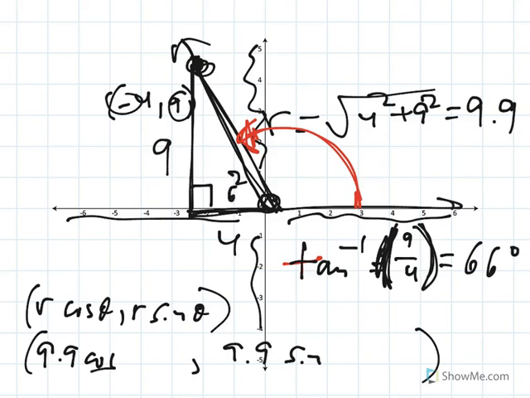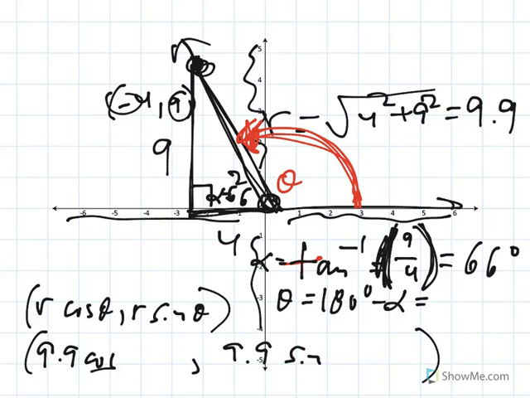That's actually this angle here, which is not quite the theta that I wanted. But it helps me get it because when we're in quadrant 2, this thing that I just found is called alpha. It's the reference angle. What I want is theta is going to be 180 degrees minus alpha, which is 114.